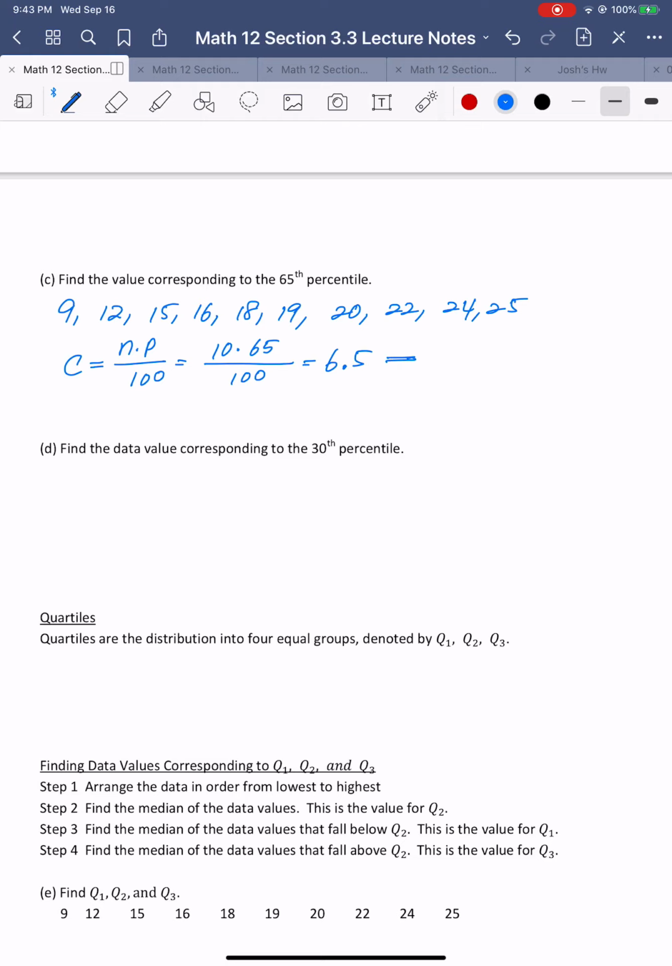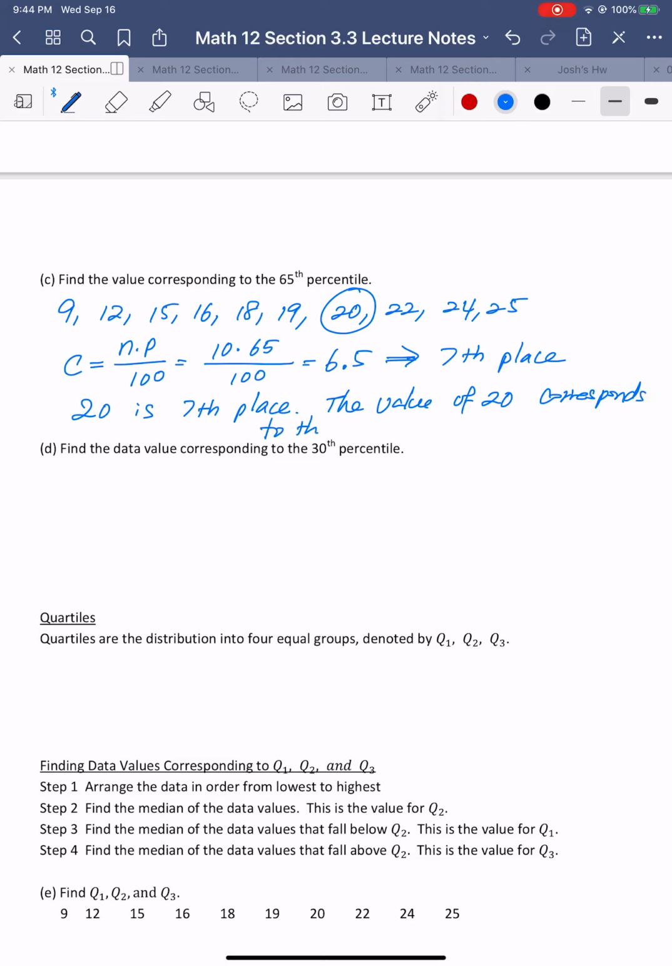Now you have to go to the next whole number, which is the 7th place. So what number is in the 7th place? 1st, 2nd, 3rd, 4th, 5th, 6th, and 7th, which is 20. So 20 is in the 7th place, and therefore the value 20 corresponds to the 65th percentile.